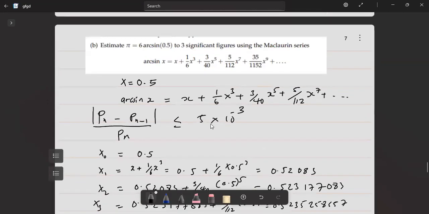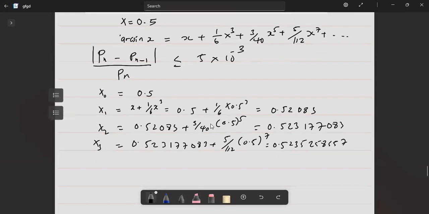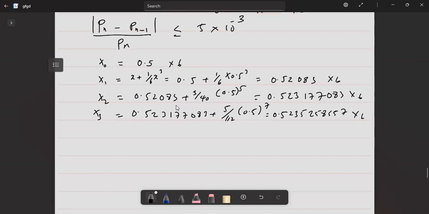Now remember that this is just arc sine, right? Arc sine is equal to that. But in our approximation for pi here, arc sine of 0.5 has to be multiplied by 6. So we need to make sure that we're also multiplying these values by 6. So instead of writing x naught, now write P naught, because those are the approximations I want.